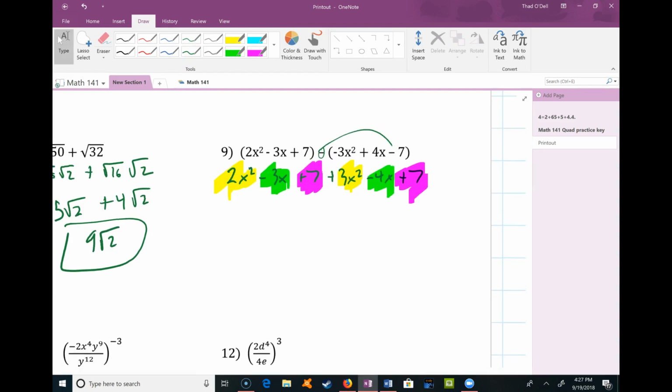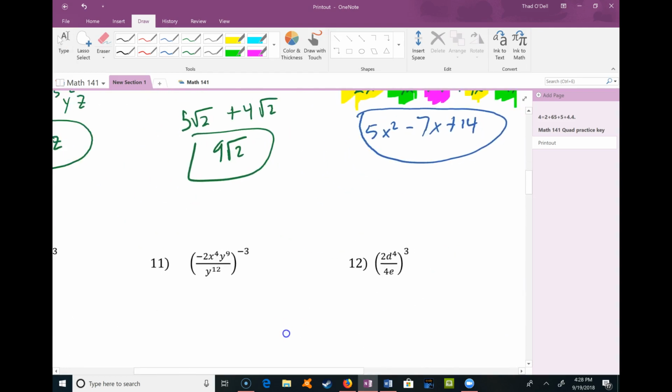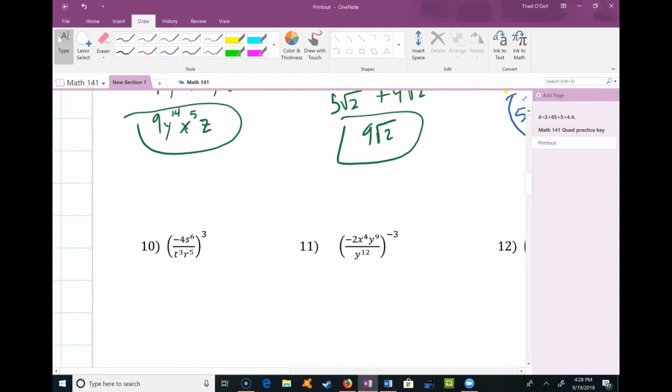So if I add the two yellows together, I get 5x squared. If I add the two greens together, I get negative 7x. If I add the two 7s together, I get positive 14. That is my final answer.